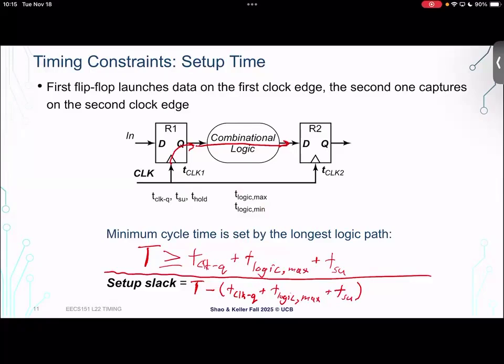Yes. That's right. Yeah, it's not explicitly written here, but T is the clock period. Yes.